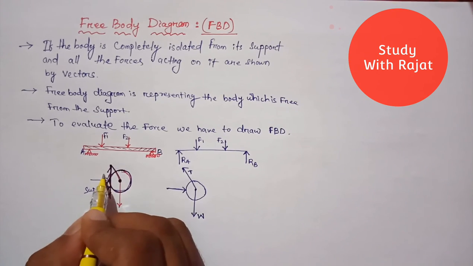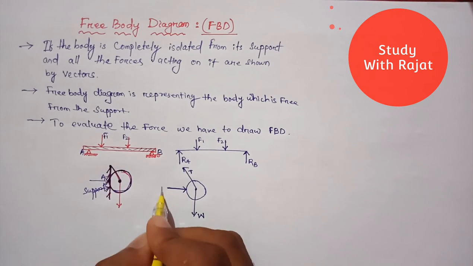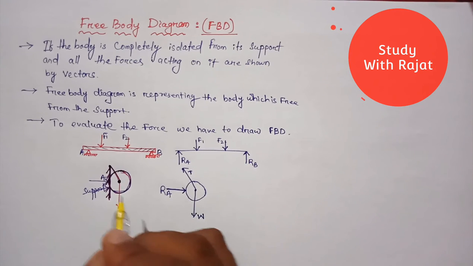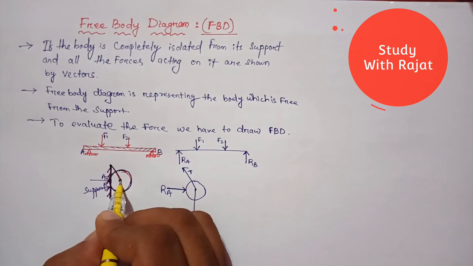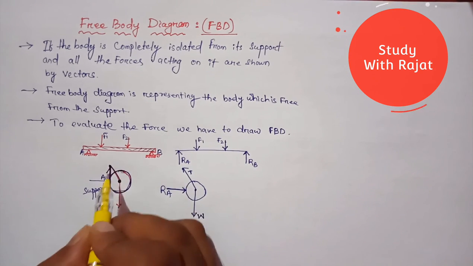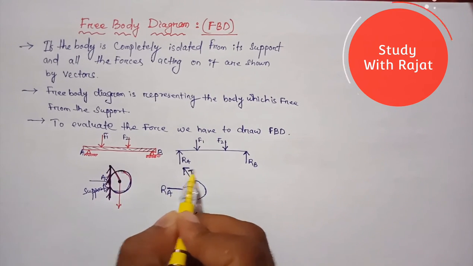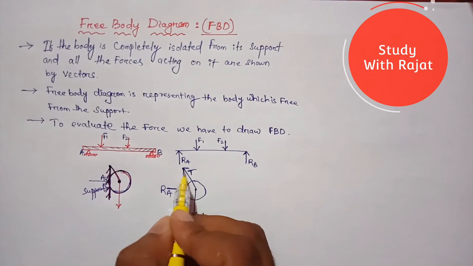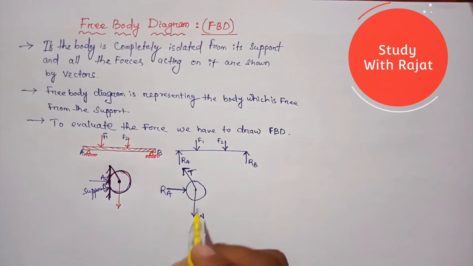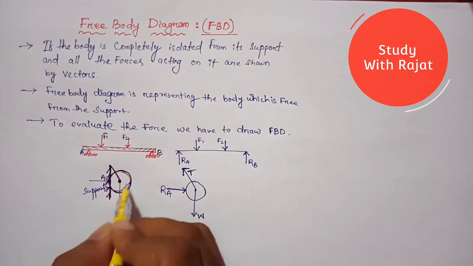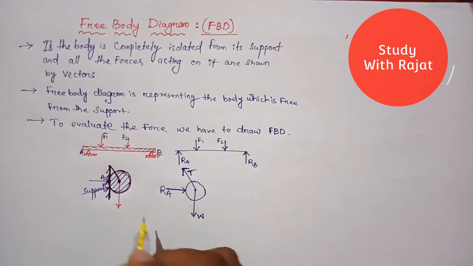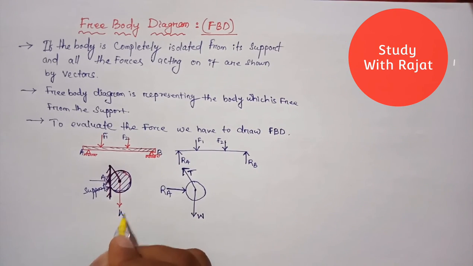If this point is A, then we can say the reactive force is known as Ra. Here a tensile force is there which will act on this point. We can say the tensile force is T. So we will show it like that in vector form. Okay, and we know that an object has a weight force known as W.